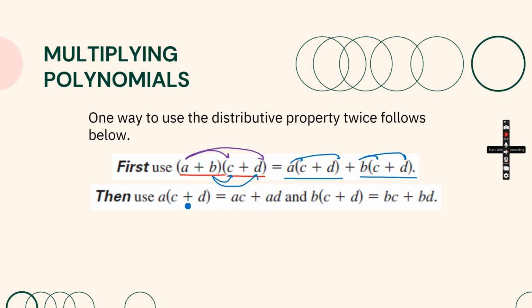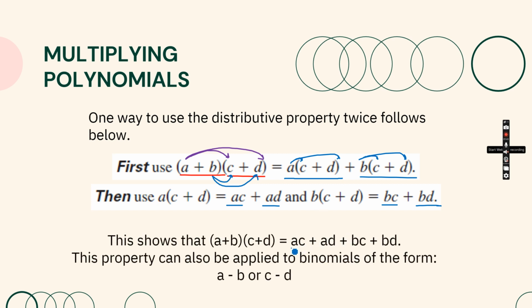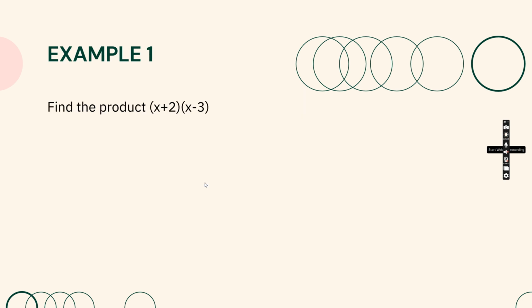And you should get something like this. A times C, right? So AC, A times D gives you AD, B times C gives you BC, and B times D gives you BD. And then if you were to add all of them together, it should look something like AC plus AD plus BC plus BD. This same rule can also be applied if any of these polynomials were subtracting. So, for example, a minus b or c minus d could still work. This is just showing us the way to distribute each of the terms in our parentheses.